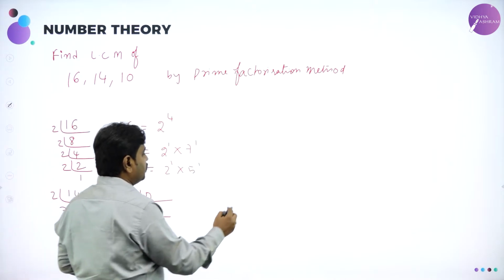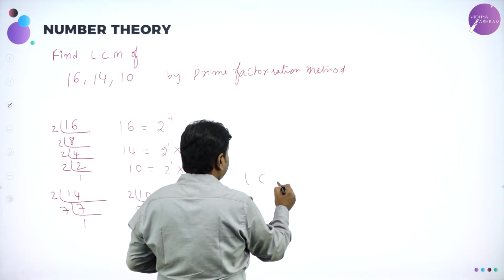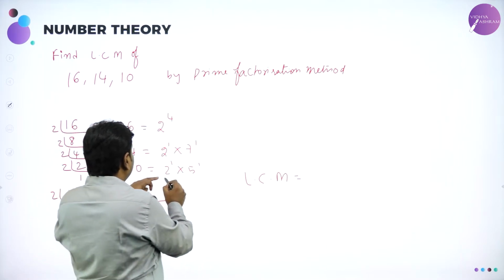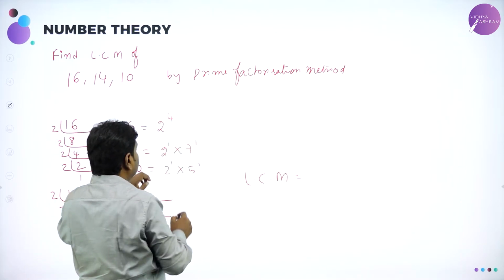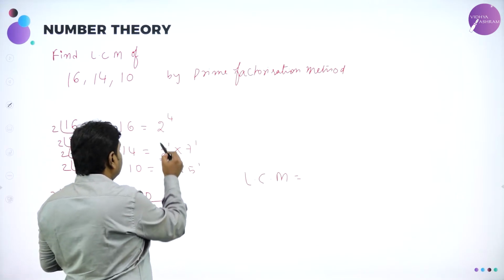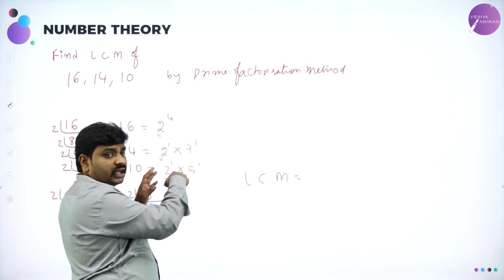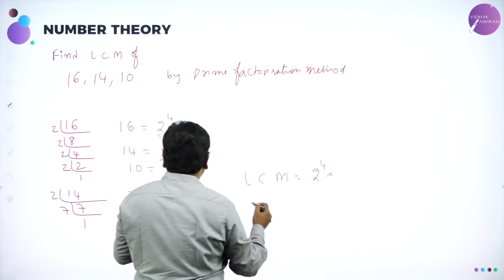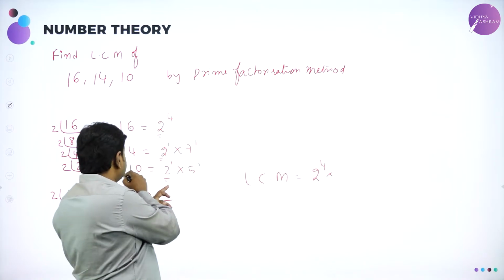Now LCM means pick all the factors with highest powers. See here 2 occurs as 2 power 1, 2 power 1, 2 power 4 in the three numbers. The highest power of 2 is 2 power 4. Take 2 power 4. The next factor is 5. 5 only occurs in 10.